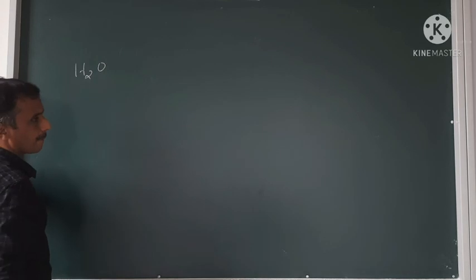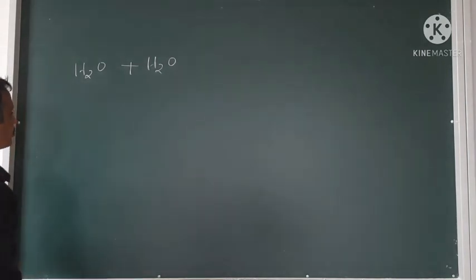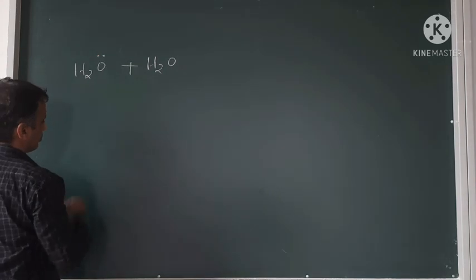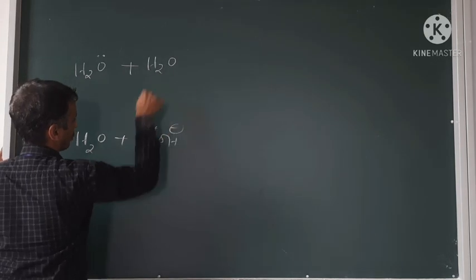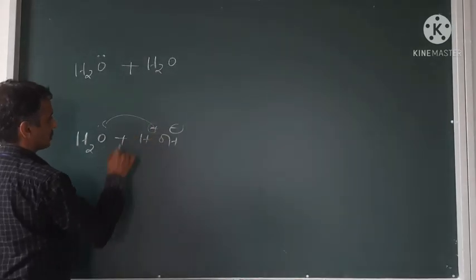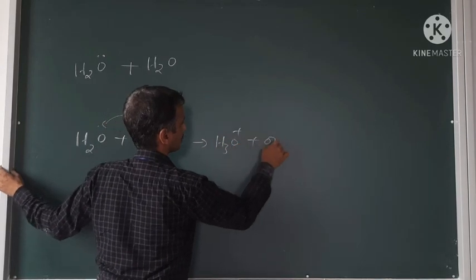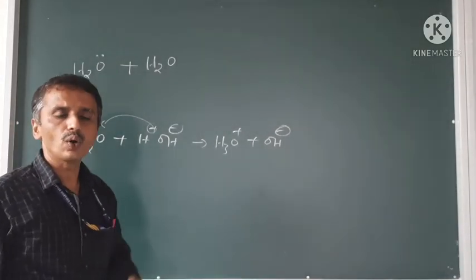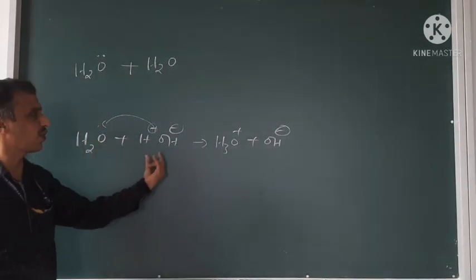H2O plus H2O, because there are plenty of water molecules. And you see, a lone pair of electrons will be there. H2O plus H plus OH minus, I can write for these water molecules. Lone pair of electrons is there, so this can take that. Thereby I get H3O plus and OH minus. Water has the autoprotonation property also. Self-protonation property is there for water.